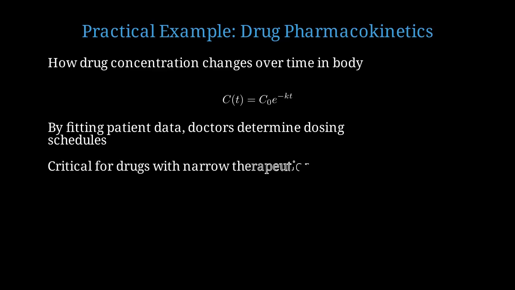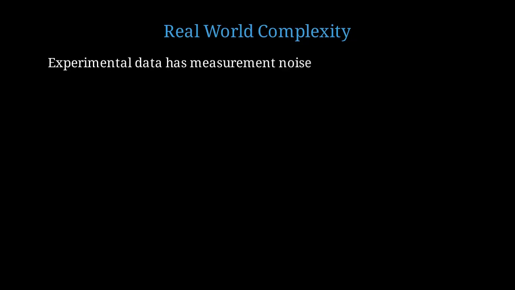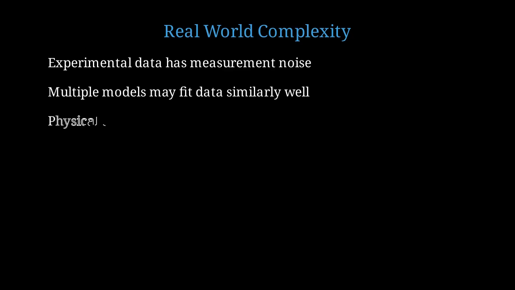This is especially critical for drugs with a narrow therapeutic window, where too little is ineffective and too much is toxic. In the real world, data fitting is rarely as clean as textbook examples. Real experimental data always contains measurement noise and uncertainty. Sometimes multiple different models can fit your data equally well, making model selection challenging. Your fitted parameters must make physical sense. A negative spring constant or a decay constant that gives faster than light propagation indicates a problem.